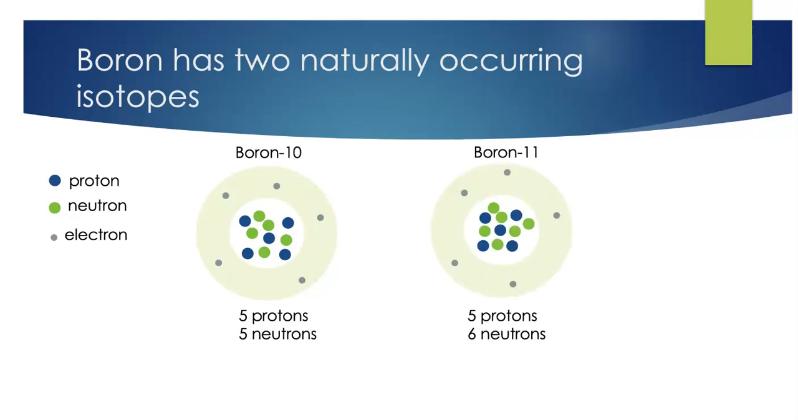Boron 11 also has 5 protons, which is required for it to be an atom of boron, and it's got 6 neutrons. So a total of 11 nuclear particles or nucleons, and so boron 11. Boron 10 has a mass of 10.01 AMU when we measure it precisely, and boron 11 has a mass of 11.01 AMU when we do very precise measurements of the mass.